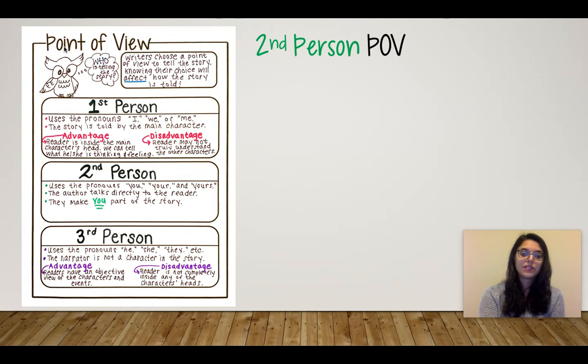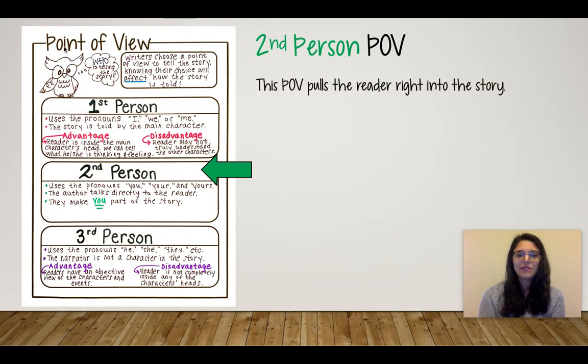Now let's jump to second person. That's in the middle of the anchor chart. And here we use the pronouns you, your, and yours. The author talks directly to the reader, and they make you part of the story. So this point of view pulls the reader right into the story.